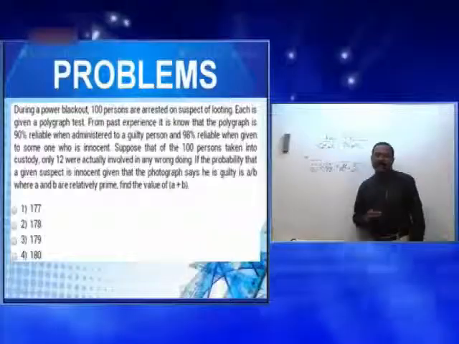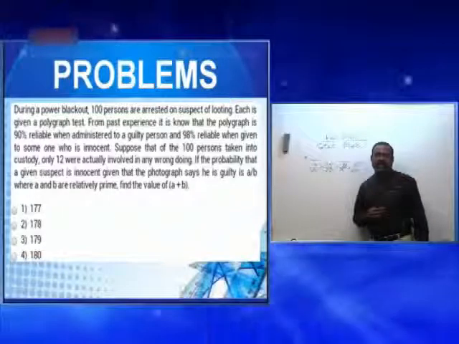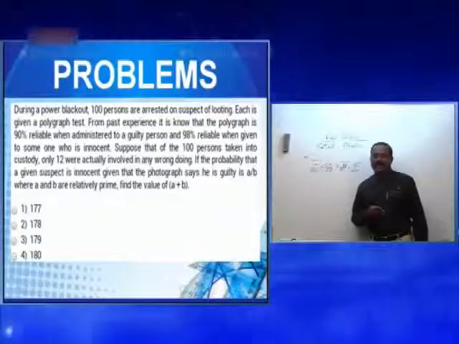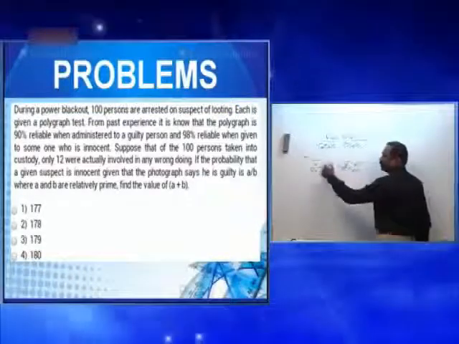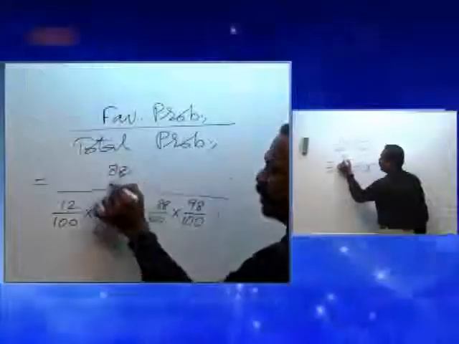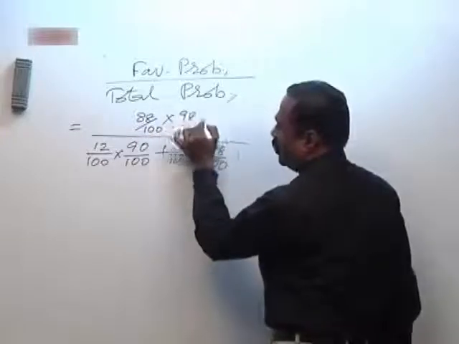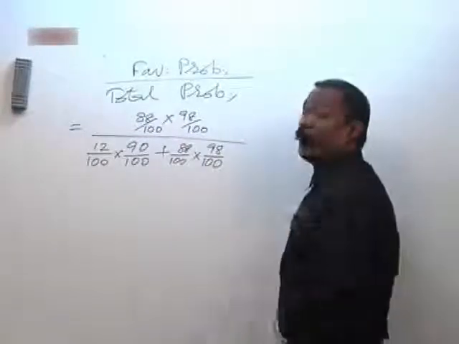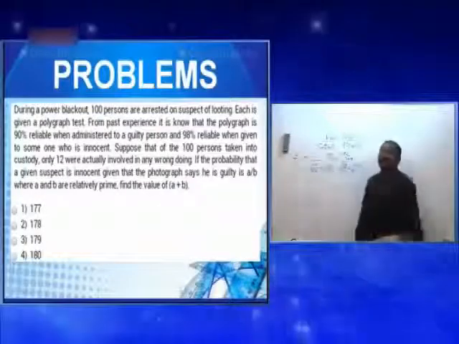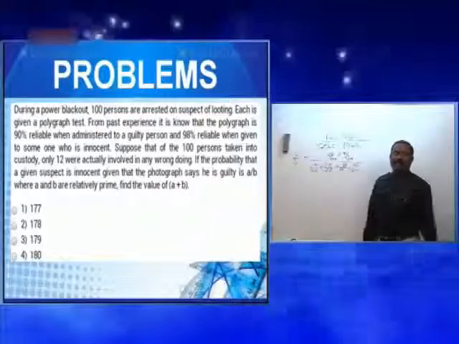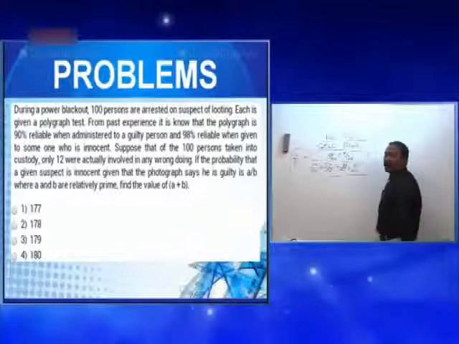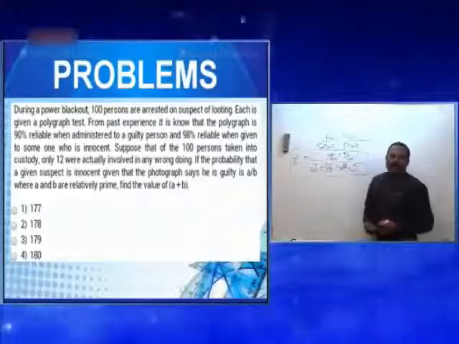So, what is given there? The probability that a given suspect is innocent, given that the polygraph says he is guilty, is A by B. It is found to be guilty. This is innocent. So this part, 88 by 100 into 98 by 100, is found to be guilty. This is given to be A by B. Then in such a case, what should be the value of A plus B, where A and B are relatively prime numbers?